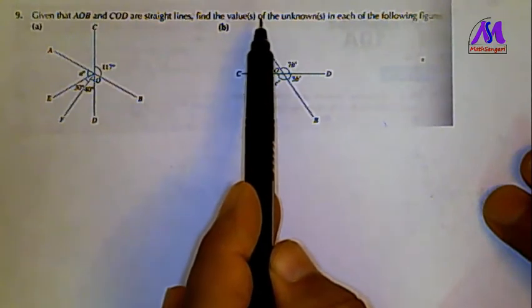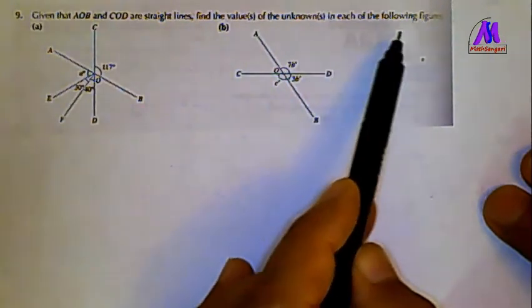Question number 9. Here it is given that AOB and COD are straight lines. Find the values of the unknowns in each of the following figures. Now concentrate on part A. Given a diagram, two straight lines AB and CD intersect each other, just like this one.